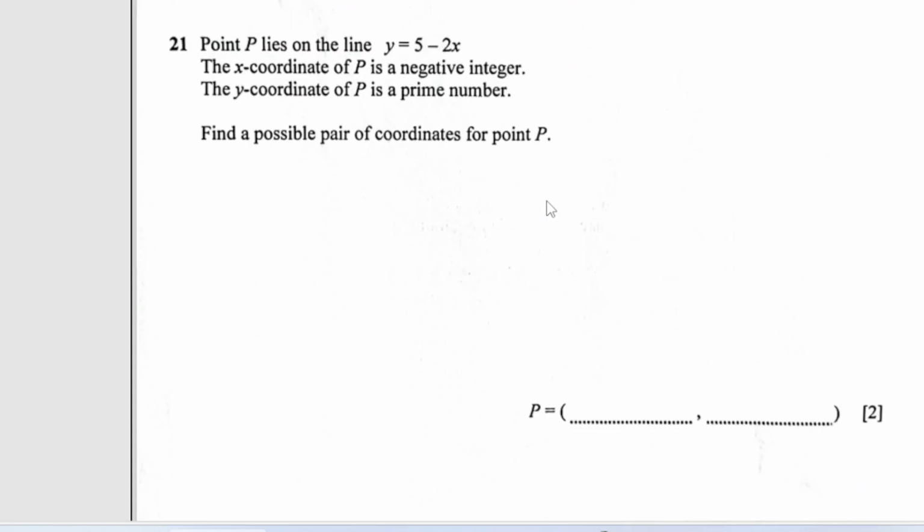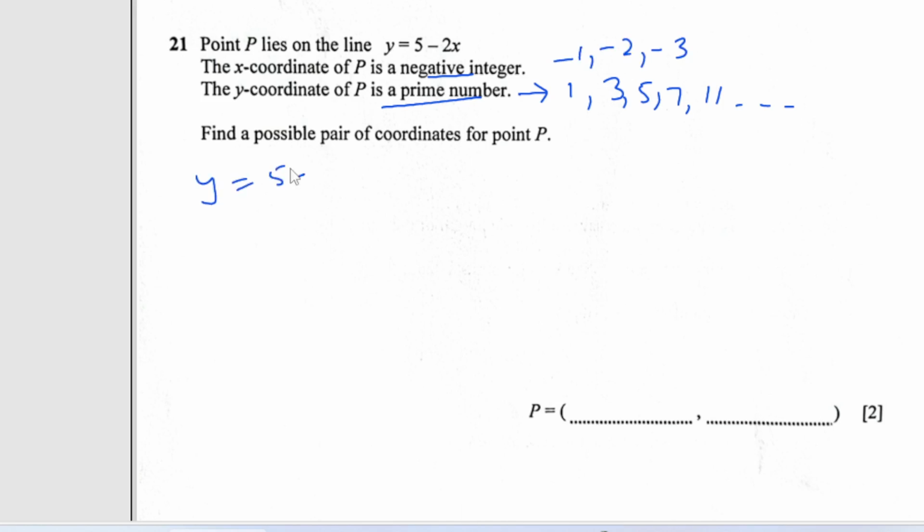Now number 21, point P lies on the line y equals 5 minus 2x. The x coordinate of P is a negative integer, and the y coordinate is a prime number. Write the possible pair. So you may have a different answer. This is a very easy question. Prime numbers are 2, 3, 5, 7 and 11, like this, and the x coordinate of P is a negative number. So a negative number can be -1, -2, -3.